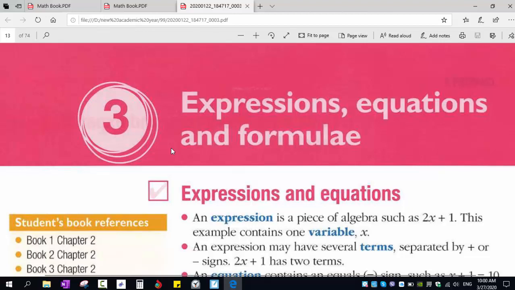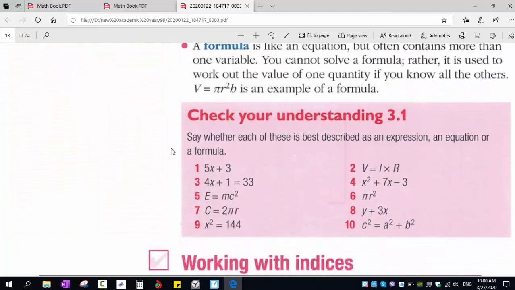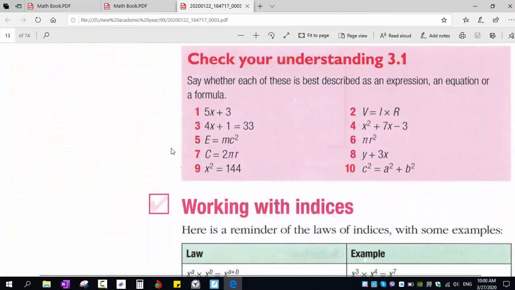Revise for checkpoint book. Revise for secondary 1 checkpoint. Unit 3, expressions, equations, and formula. So let's go through this unit. So throughout the exercises, I'm going to explain.